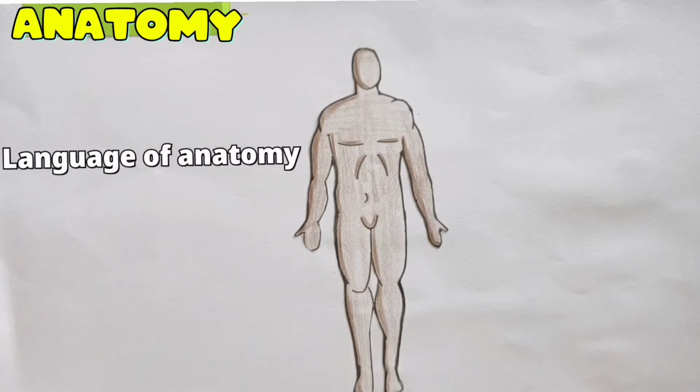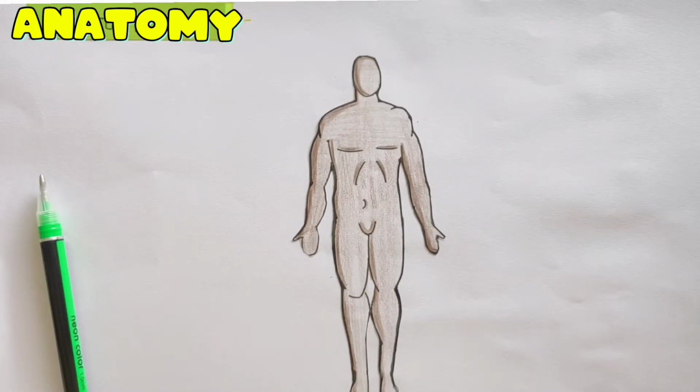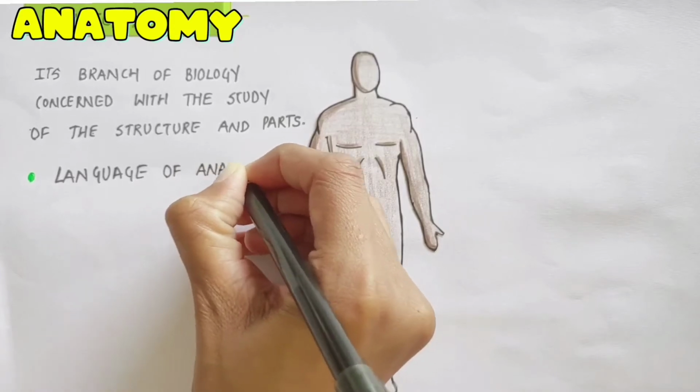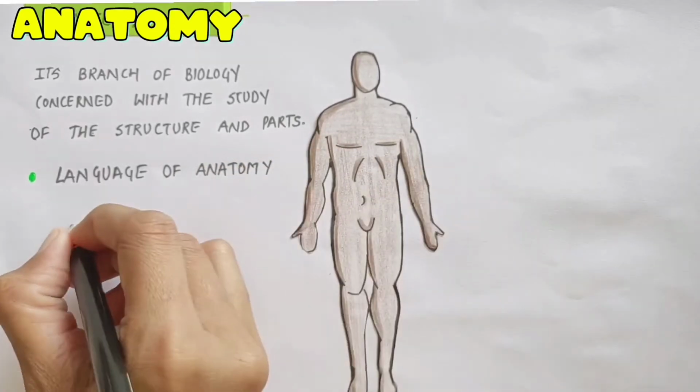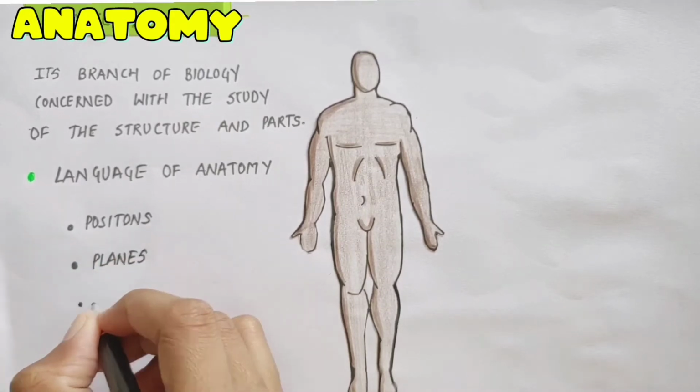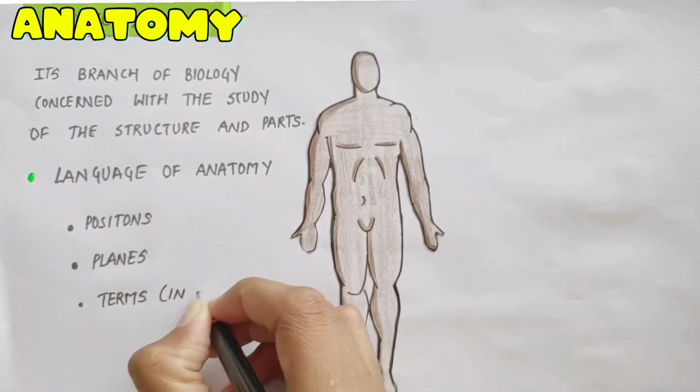In this video, we will talk about the introduction of anatomy and language of anatomy. What is anatomy? It's a branch of biology concerned with the study of structure of organisms and their parts. Language of anatomy: it has various positions, planes, and terms in relation to various regions.